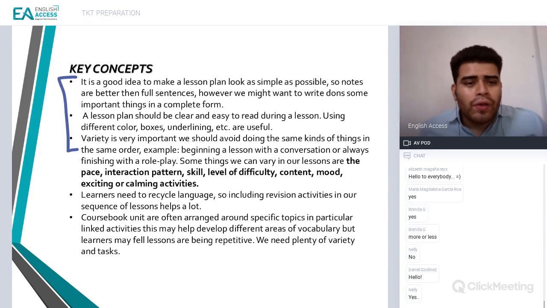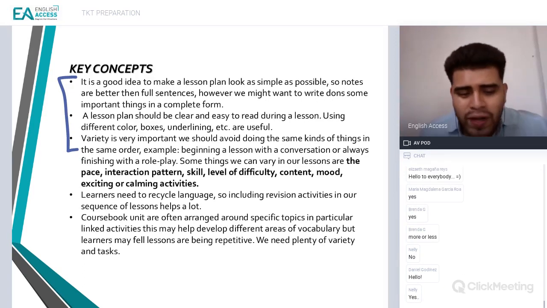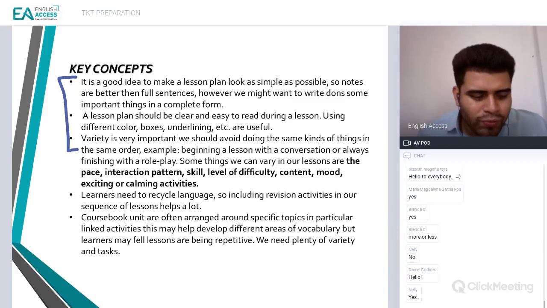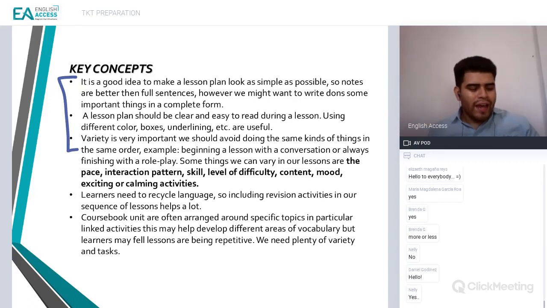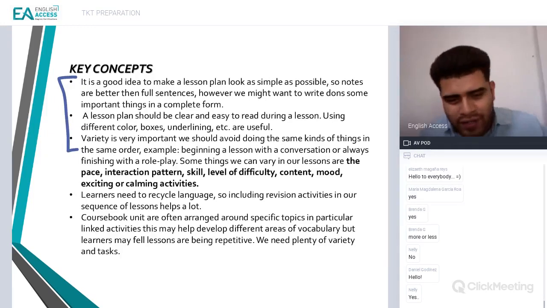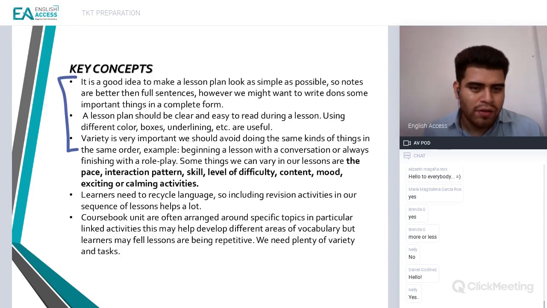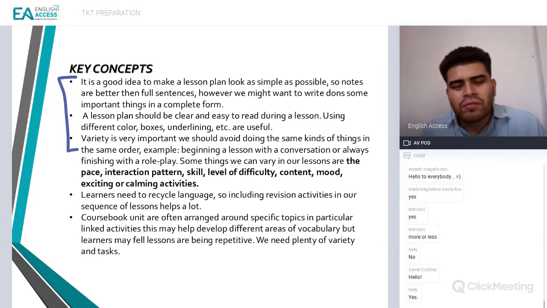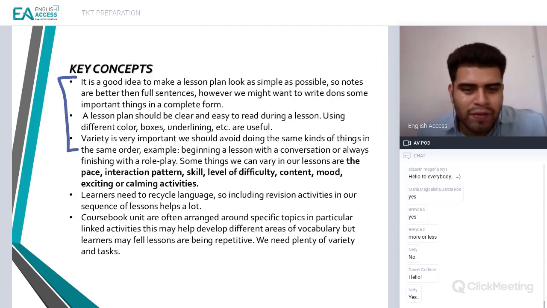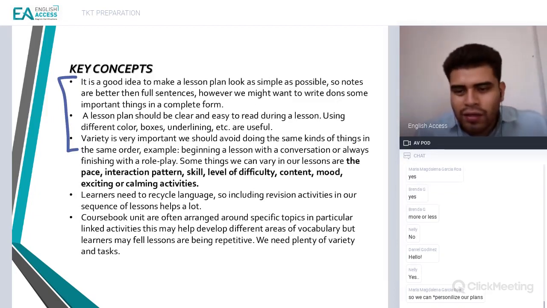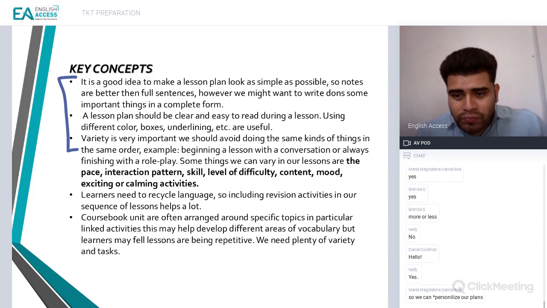And when we plan our activities, sometimes we have to do PPP, or sometimes we do TBL, but don't do the same activities every time. Like, don't always do hot potato in the beginning of the lesson, or don't always ask the same question at the end. How difficult was the class from 1 to 10? Yes, personalize your plan.